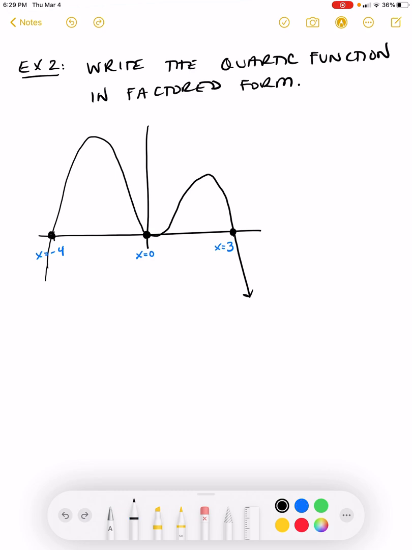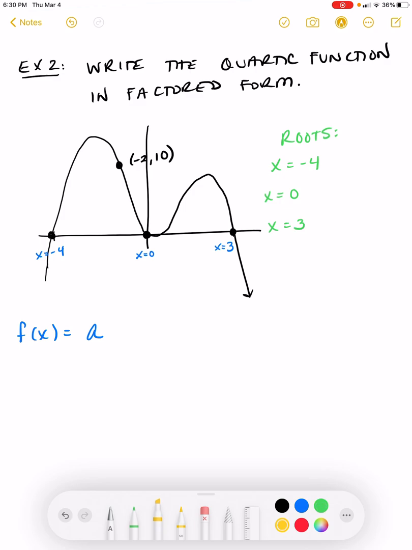Now, the one other thing that we know is that it passes through the point -2, 10. So that's going to be an important point. Let's work on writing this in factored form. I'll start with f of x equals, and I'm going to put an a value out front because I don't know what the vertical stretch is. Here are the roots based on what we're given: x equals -4, x equals 0, and x equals 3.